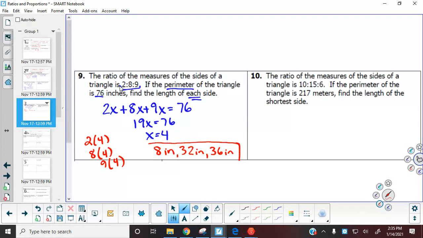So the only thing different about this one is with the perimeter, you have to read carefully on what that perimeter equals, as opposed to the 180.